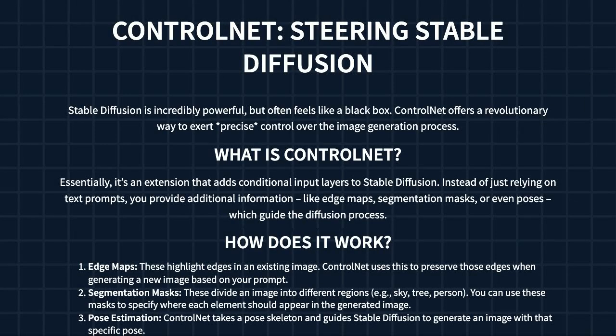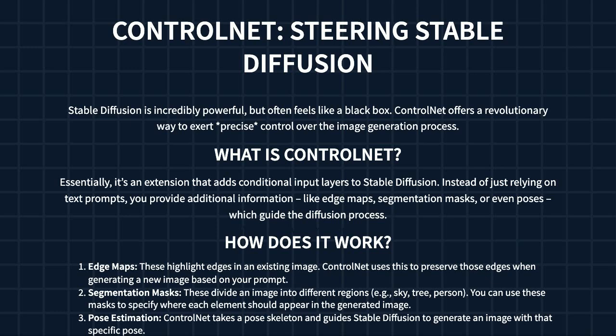Okay, so Stable Diffusion is amazing at creating images from text prompts, but sometimes it can be a little unpredictable. That's where ControlNet comes in. It's like giving Stable Diffusion extra instructions. Think of it as a set of guiding rails.